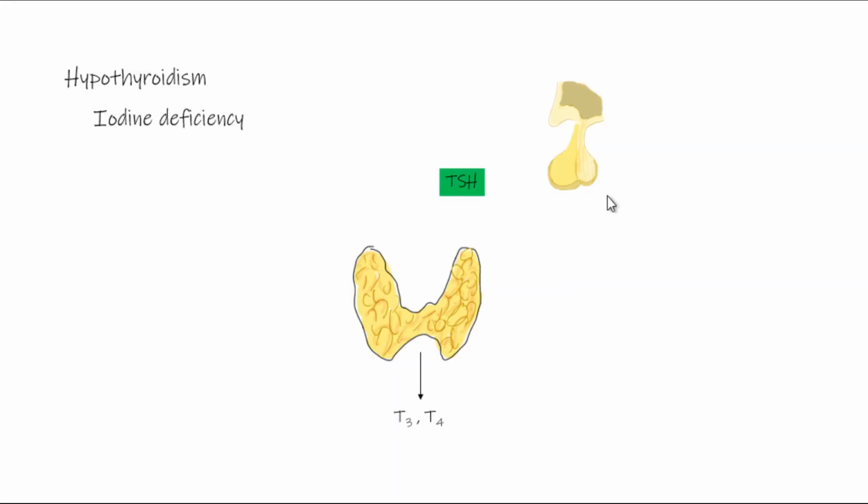So with hypothyroidism, let's say we see this due to iodine deficiency. With iodine deficiency, we can't make T3 and T4. So in this particular case, a decreased T3, T4 is basically going to take away the normal negative feedback of TSH. So in iodine deficiency, we'd have a decreased T3, T4, but we'd have an elevated TSH. So these patients would also have a goiter.